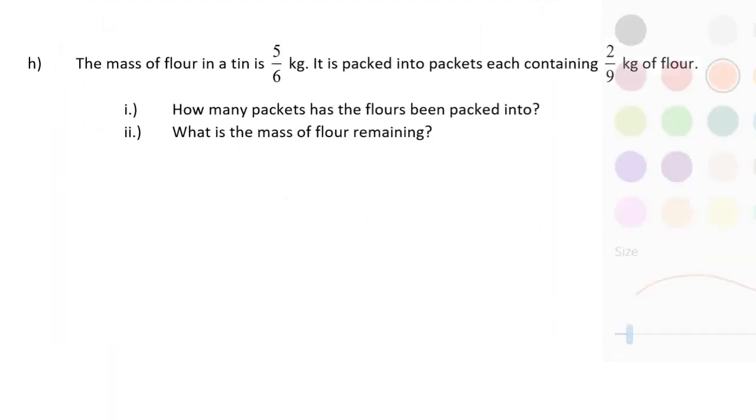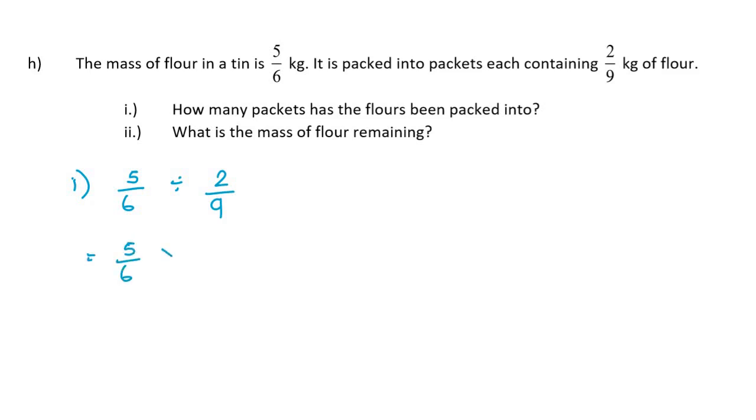Right, our last question says the following. The mass of flour in a tin is 5/6 of a kilogram. It is packed into packets, each containing 2/9 of a kilogram of flour. How many packets of flour have been packed? Well, that means you have 5/6 of a kilogram, and I'm dividing it into packets of 2/9. So I'm going to change this to a multiplication question. So multiply by 9/2. So I have 5 times 9, which is 45. 6 times 2, which is 12.